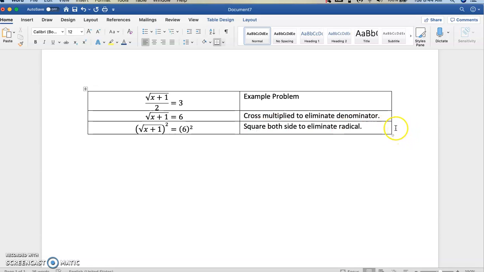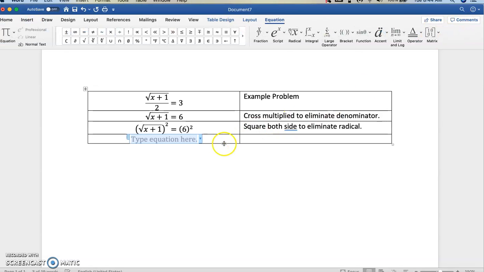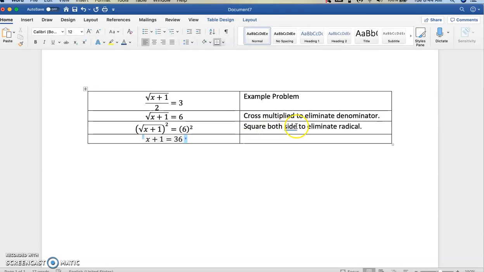Okay, I need another row. I click right out here, and return. I have another row. Okay, next step. The radical is removed, and I have x plus 1 is equal to 36. So, all right, and what I would say is I performed the squaring of both sides.